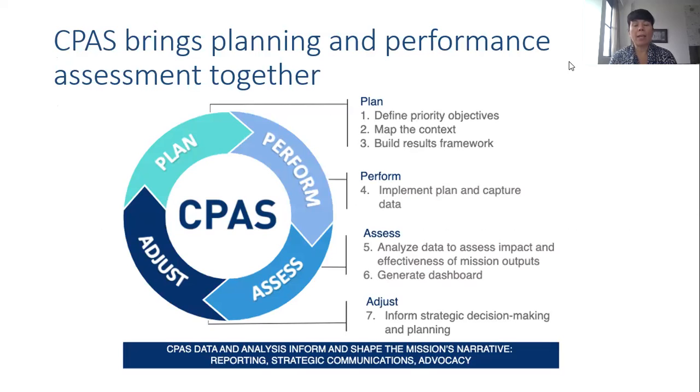So in the planning phase, the components of the mission will come together to define the priority objectives as derived from the mandate, to map the context of the situation, which is how they grapple with the complexity of the situation on the ground, and then to build a results framework or a plan, essentially, to work against. In the second phase, perform, the mission does the work. They carry out the plan, but they capture data at the same time that they're doing it.